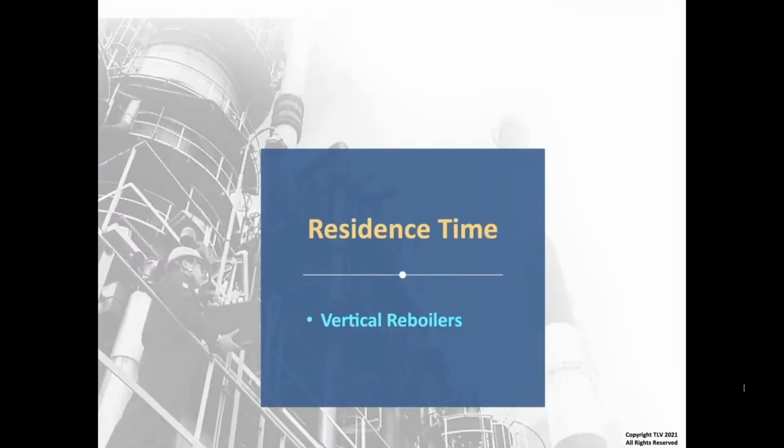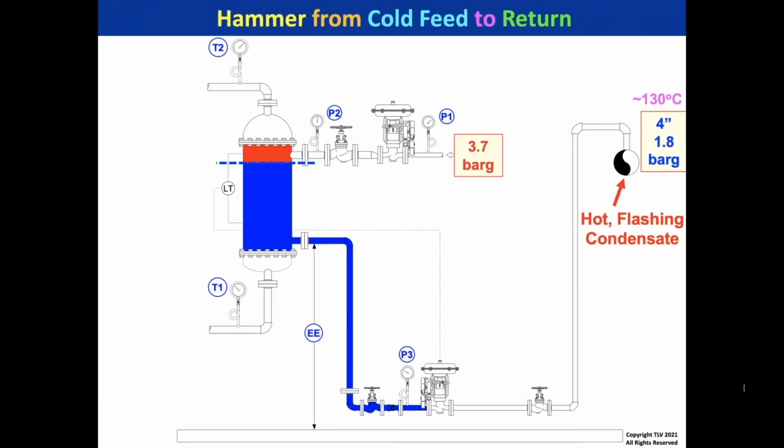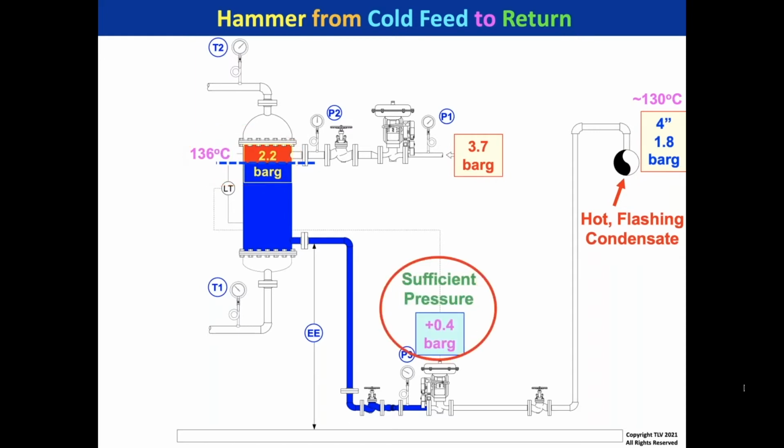The next phenomenon I want to talk about is residence time, particularly in vertical thermosiphon reboilers, and I'm going to start off with a case history. This is one of the most challenging applications: discharging a cold feed into a hot flashing condensate return. So here we go. This is a 1.8 bar return header at 130 C. It's flashing condensate. We've got 3.7 bar P1, 2.2 bar in the reboiler, and that's a 2.2 to 1.8, a 0.4 bar pressure differential. More than enough pressure to get the condensate to discharge into that return header.